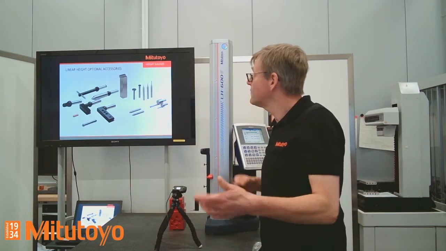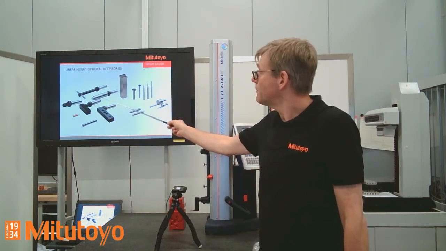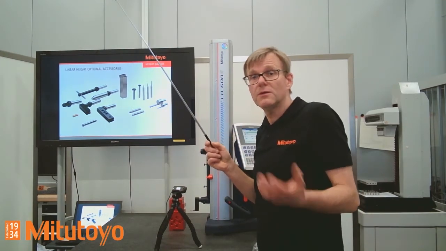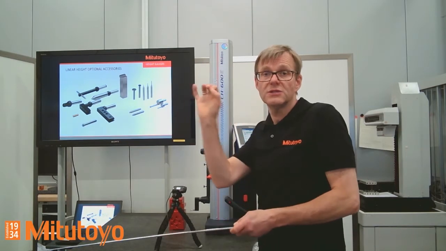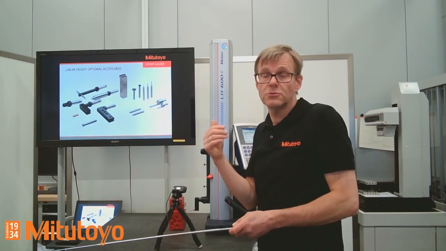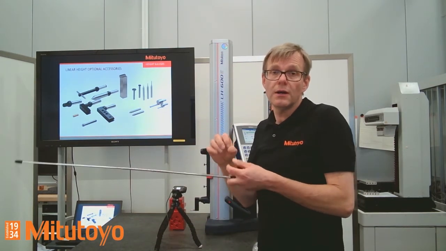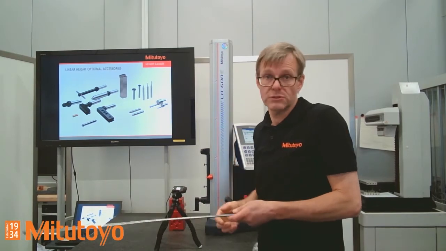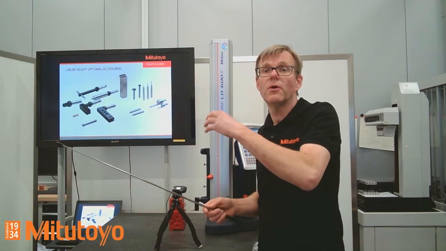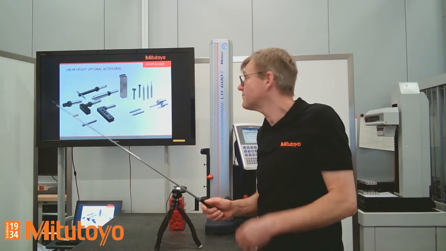Or we have the tapered probe, tapered stylus, this one here. If you have a perforated plate and you would like to know the center-to-center distance of such a perforated plate, or you would like to measure, let's say, the distance of different screw holes. This measurement with a tapered probe is not so accurate, but I think sometimes it's enough.